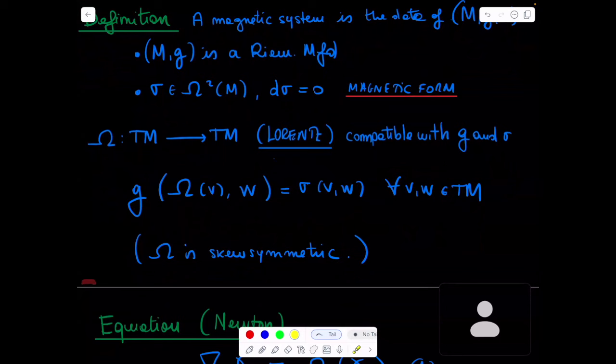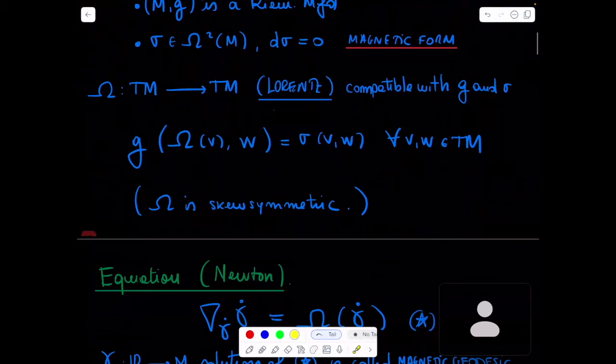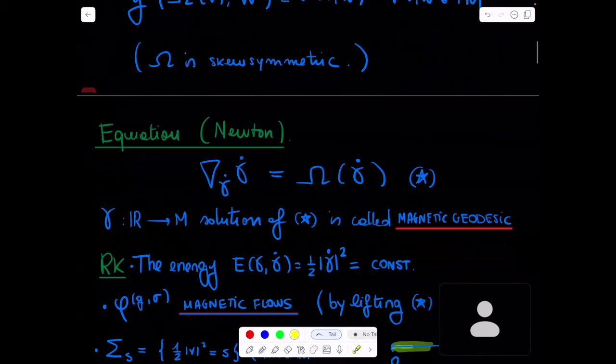And then in this setting, the equation for the charged particle, so the Newton equation, is given by nabla gamma dot equal to omega gamma dot. Of course, nabla is the Levi-Civita connection induced by the metric G. And the first remark is that in absence of magnetic interaction, so if omega is equal to zero, of course, we recover the classical equation for standard geodesics. And now a solution of this equation, gamma, is called a magnetic geodesic.